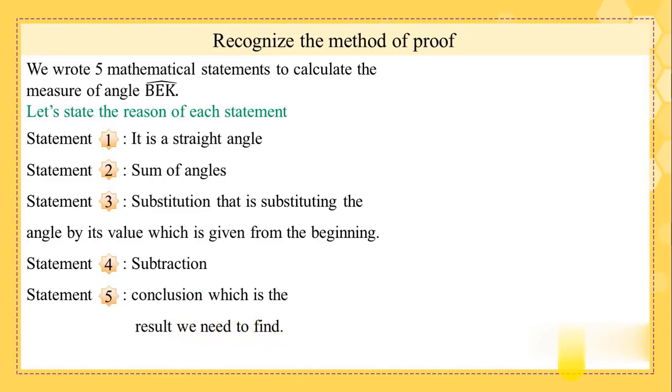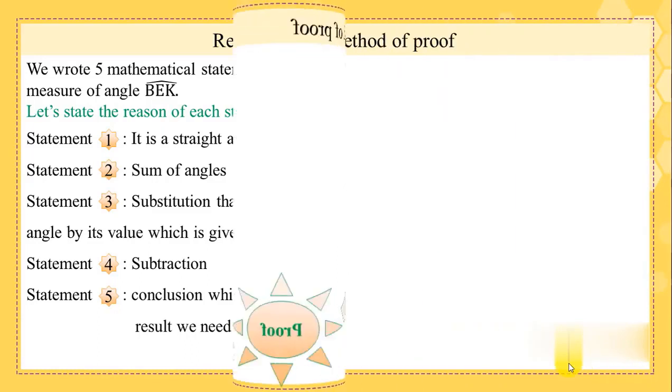This argument, writing each mathematical statement and stating its reason, is called a proof. This is the method of proof. What do we mean by the method of proof? It is that when we want to find any mathematical conclusion, or we are asked to find any mathematical conclusion, we have to write each mathematical statement and state its reason. This method is called the method of proof.